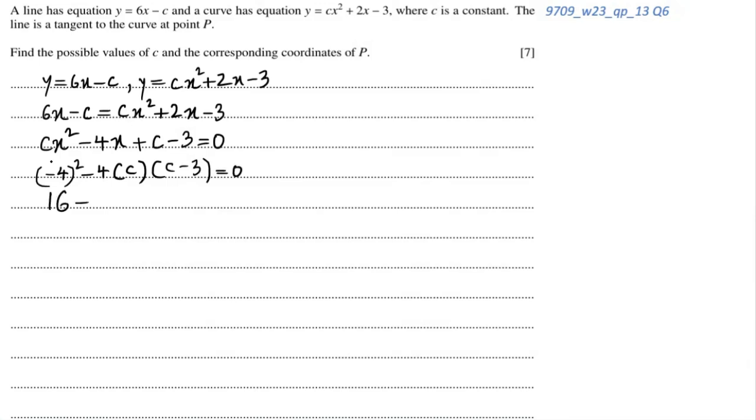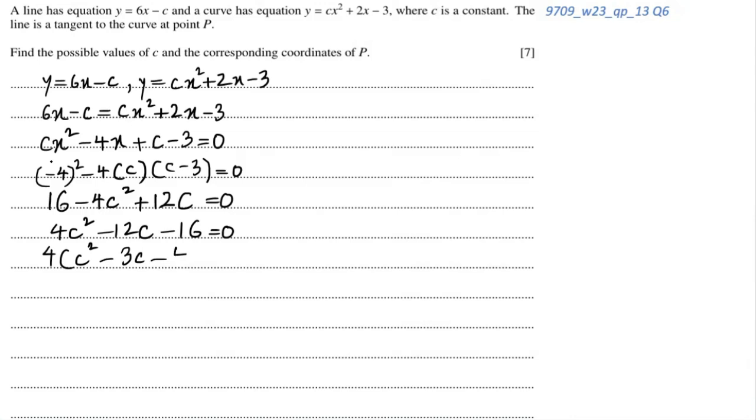This is 16 minus 4c squared plus 12c, and put it equal to 0. I like to keep my leading coefficient positive, so I'm going to write it this way. You can times both sides with a negative sign. 4, if you factor it out, c squared minus 3c minus 4 equals 0. So divide both sides by 4. This goes away. c squared minus 3c minus 4 equals 0.